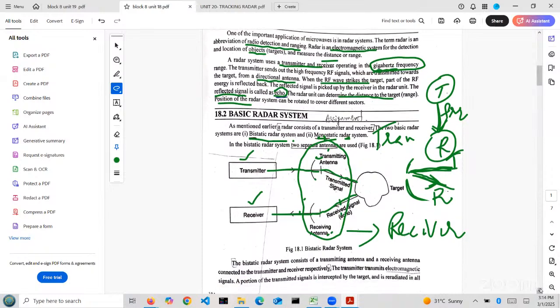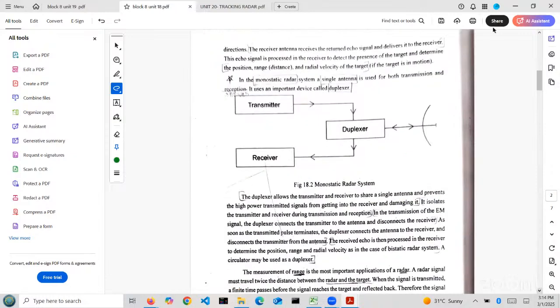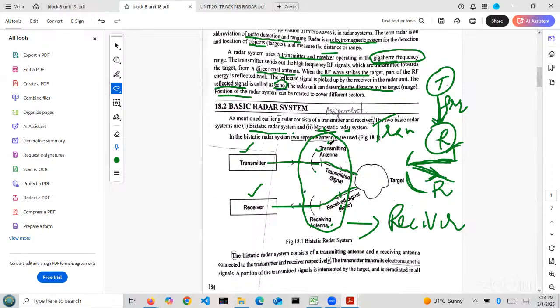Now we will see what information is covered in this, before going to the monostatic. We will see the introduction. A bistatic radar system consists of two antennas. What is the first one? The transmitting antenna, and the second is the receiving antenna. Next, the transmitter antenna transmits electromagnetic signals.